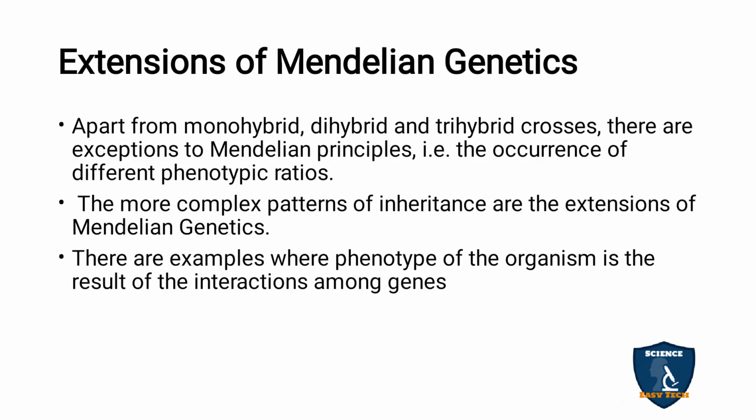Extension of Mendelian genetics. As we see the monohybrid, dihybrid and trihybrid crosses, there are some exceptions to these crosses that don't come as the Mendelian pattern, 9:3:3:1, 1:2:1, 2:1 or 3:1. That type of inheritance is known as extension of Mendelian genetics. Here the phenotype is going to give some different results, as the genes interact.